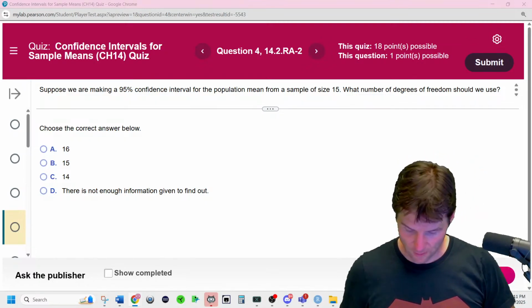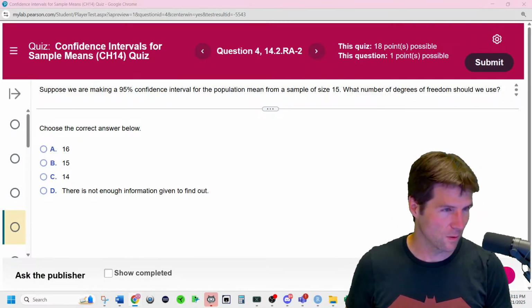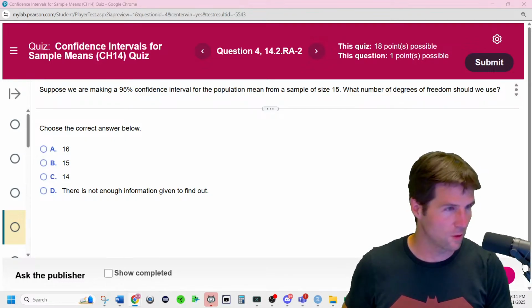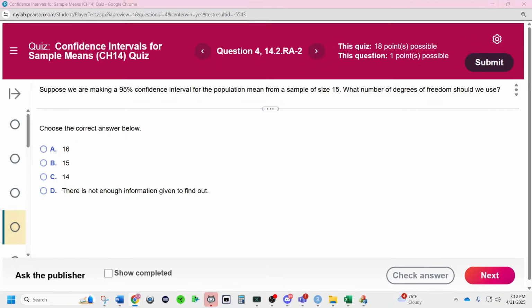So this is at the 5:23 mark, or 24. So we got Stat 201, Chapter 14, confidence intervals quiz, easy multiple choice. We're going to knock out the easy multiple choice right here. Okay. So this one talks about, we have a sample size of 15. What number of degrees of freedom should we use? And it says we're making the 95% confidence interval for the mean.